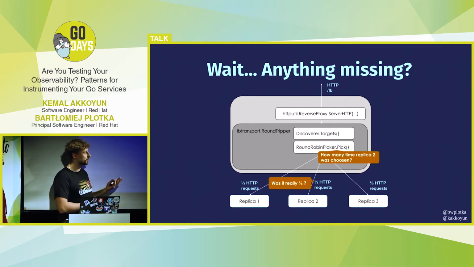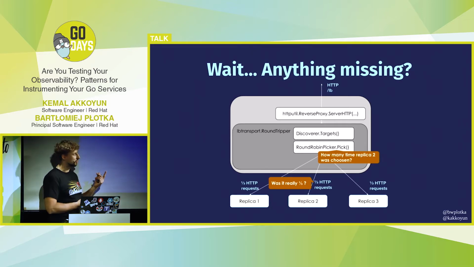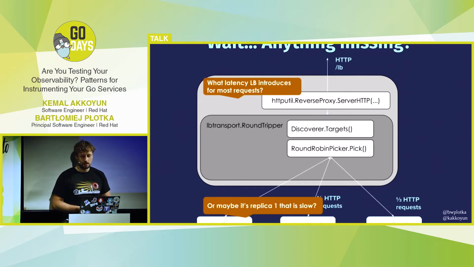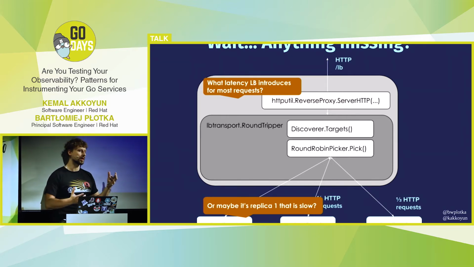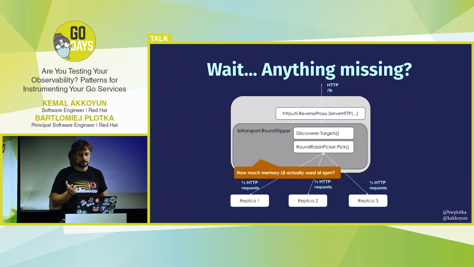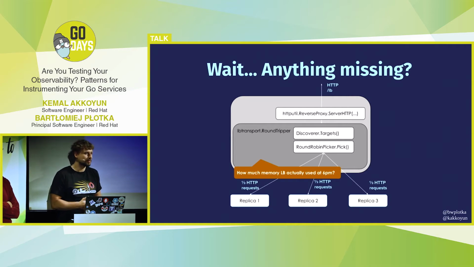And what about the round picking mechanism? Maybe it's not really picking in a round-robin manner. Is 1/3 of all requests really going to replica 2? What's the actual distribution? What's the distribution over time? What if a user reports, for example, our load balancer being slow? Is it our replica being slow? Or maybe the load balancing logic is introducing some latency? And finally, how much memory are we actually using? Maybe we have a memory leak.